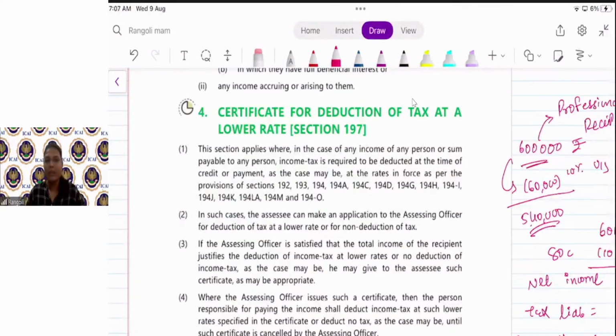So you can apply for this certificate if your tax is deducted under section 192 salary, 193 interest on securities, 194A, 194C, 194G, H, I, J, right?